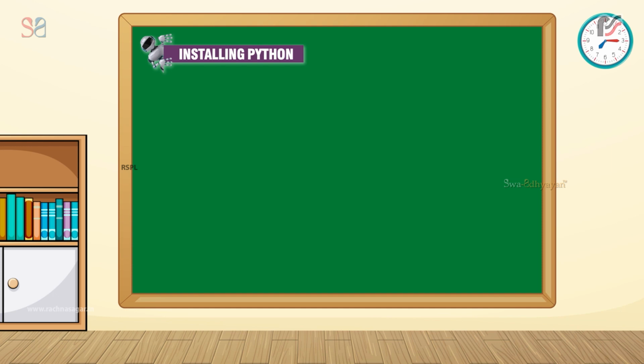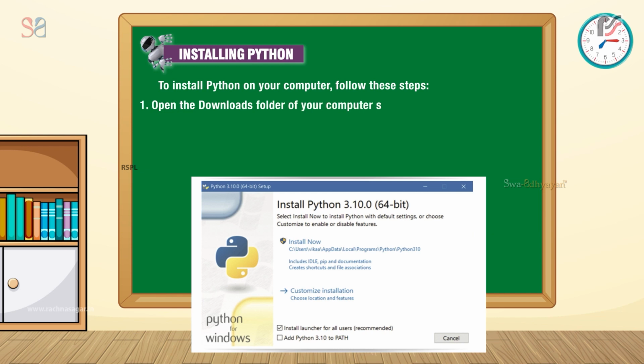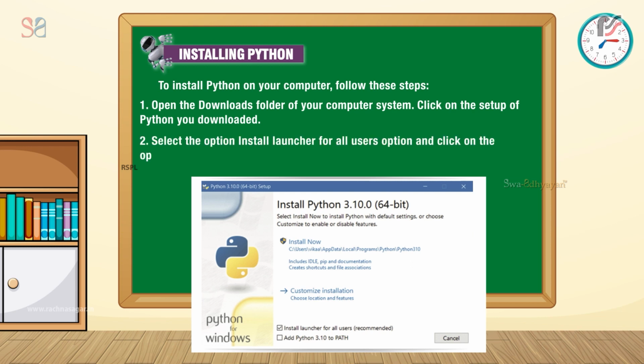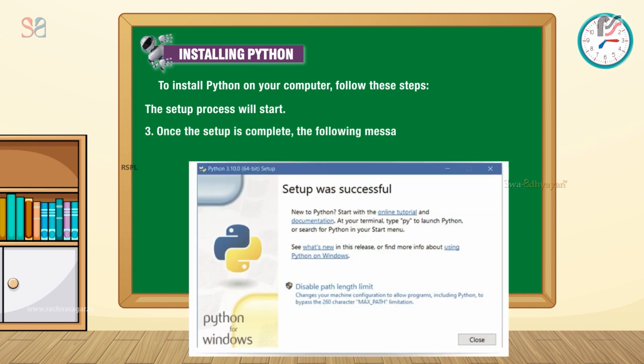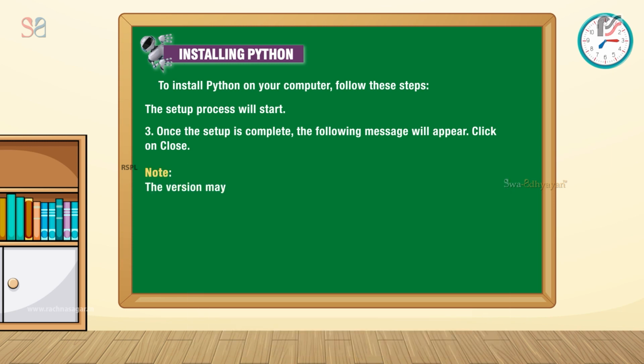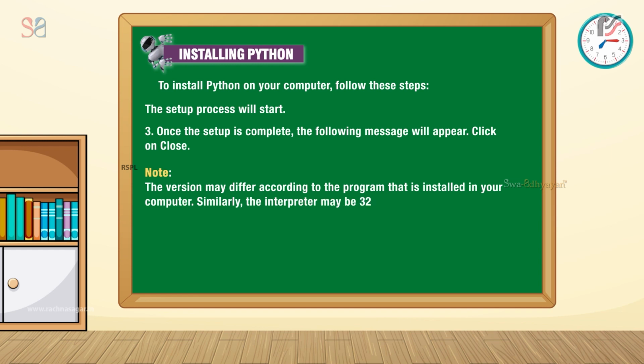Moving on, installing Python. To install Python on your computer, open the Downloads folder of your computer system and click on the setup of Python you downloaded. Select the option Install Launcher for all users and click Install Now. The setup process will start. Once it is complete, the following message will appear. Click on Close. Note that the version may differ according to the program that is installed in your computer. Similarly, the interpreter may be 32-bit or 64-bit, depending upon your processor.